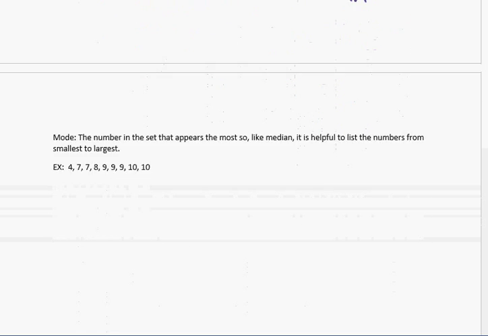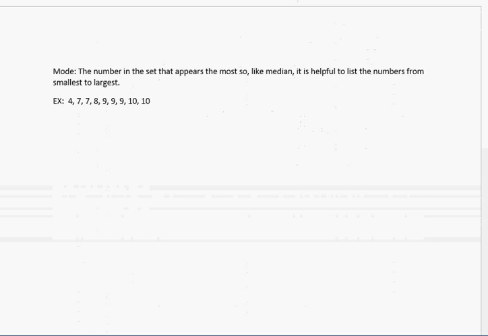And now last up is mode. And mode is the number that appears the most. And like median, it is helpful to list the numbers from smallest to largest. So here we're using that same data set again. And they're in order, so the numbers are next to each other. Here are 2 7s. There's 1 4 and 1 8. Oh, 3 9s. So the mode equals 9.